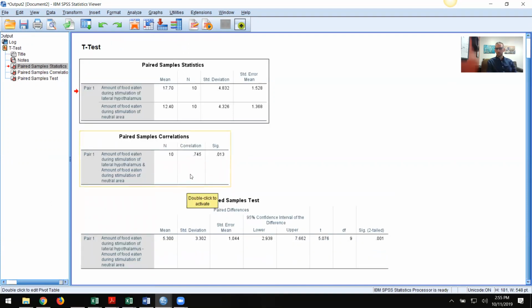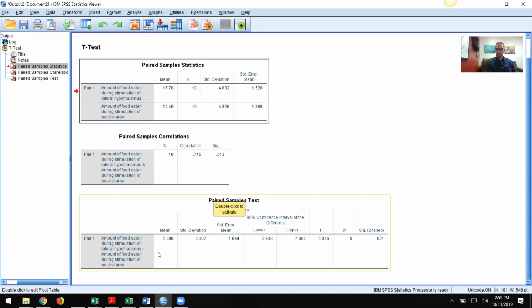We don't need to know too much about this, but we could see there's a correlation between how much they eat when their lateral hypothalamus is stimulated and how much they eat when their neutral area is stimulated. So generally there's a correlation, pretty strong correlation. Some rats are hungrier than others. But that's not what we're interested in. This is the correlation, but we're interested in the difference between them.